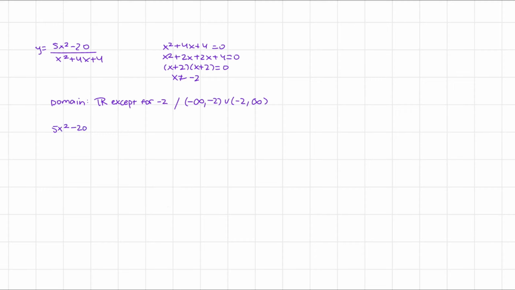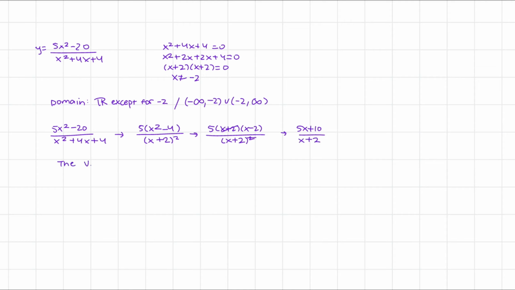5x squared minus 20 over x squared plus 4x plus 4. We can factor out the 5 in the numerator. 5 times x squared minus 4. And this denominator would just be x plus 2 squared. We can cancel out the x plus 2 in the numerator and denominator. So it will be 5 times x minus 2, or 5x minus 10 over x plus 2.